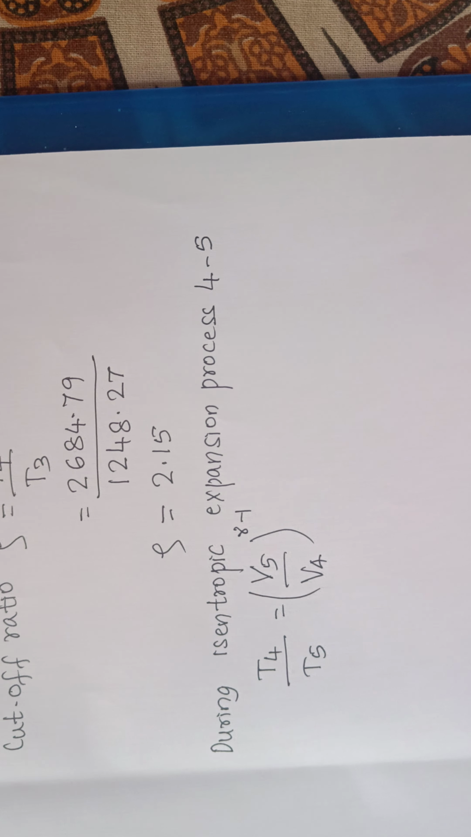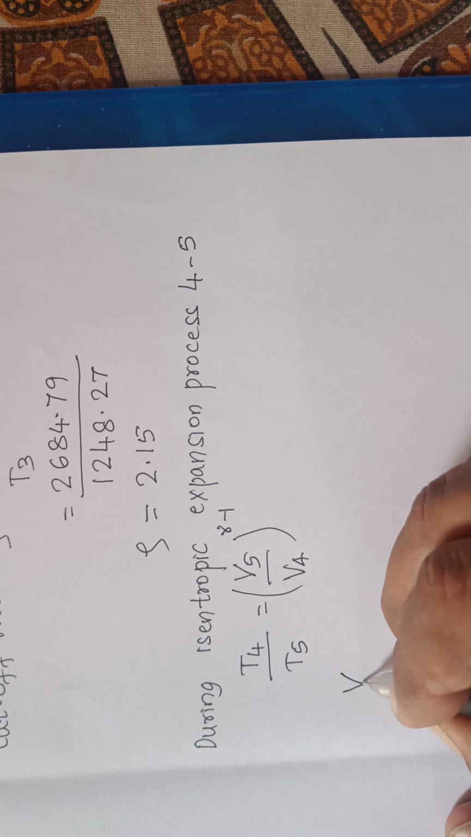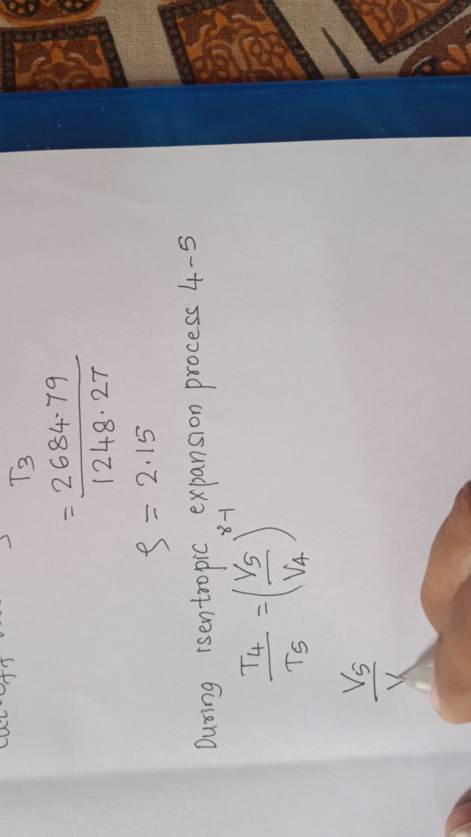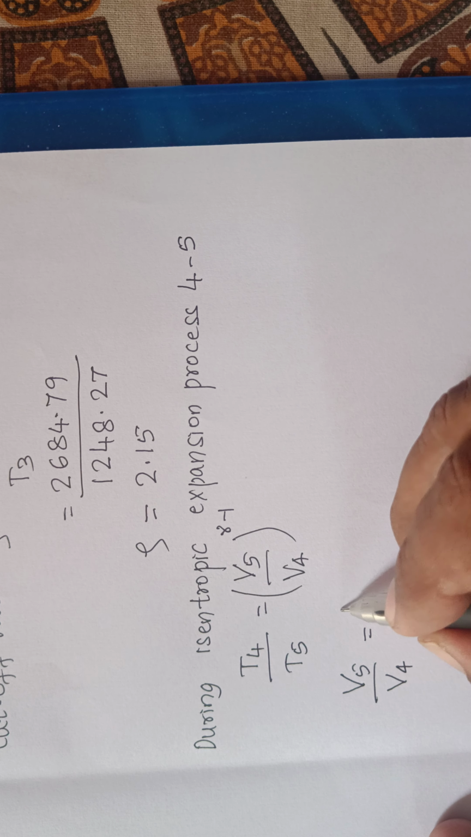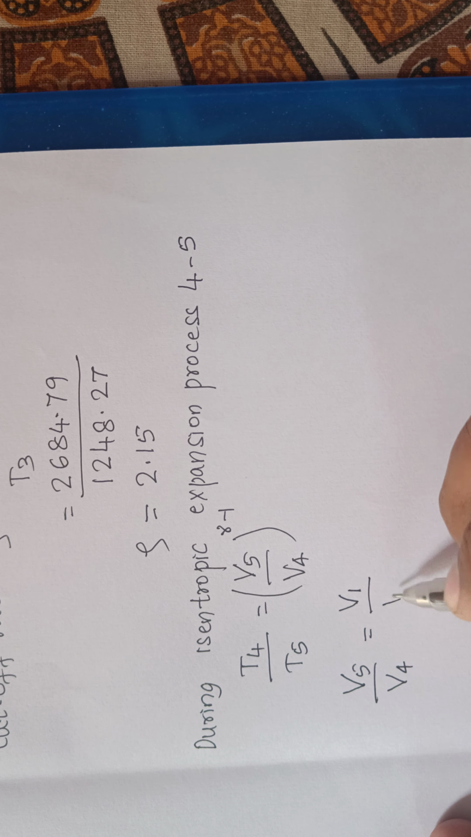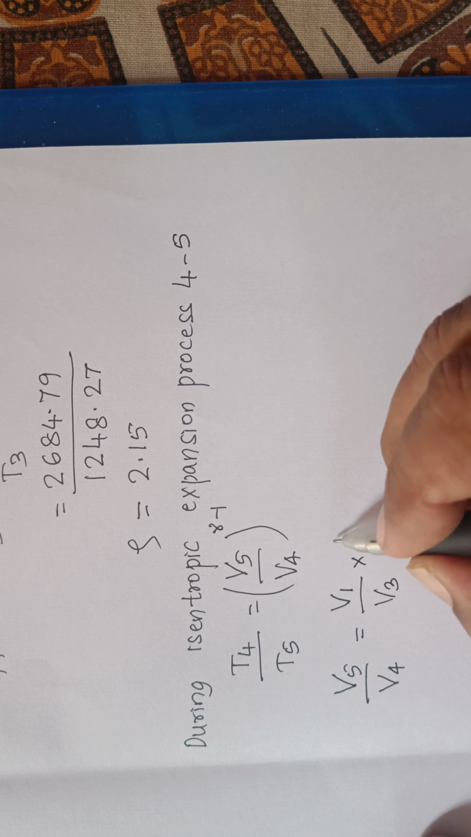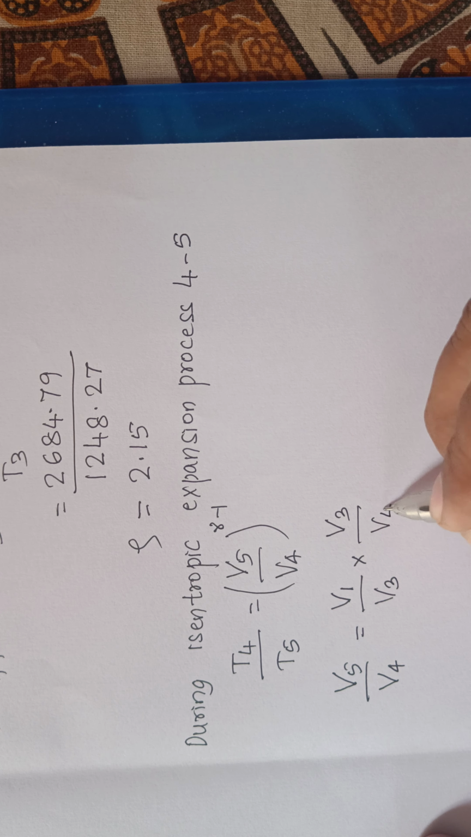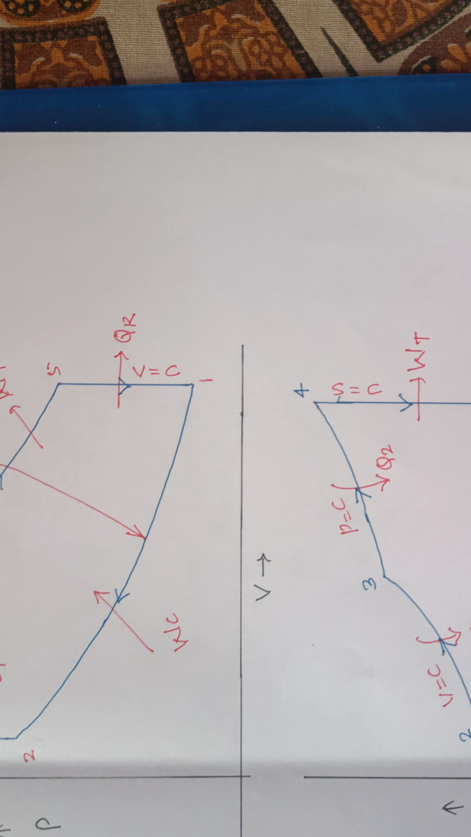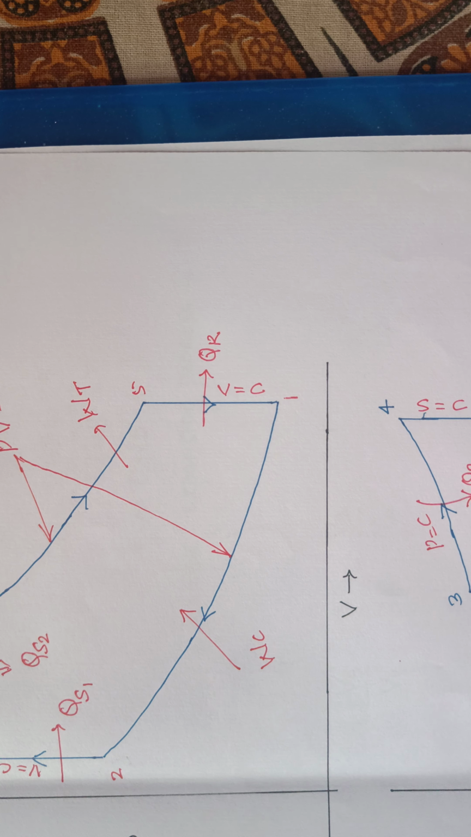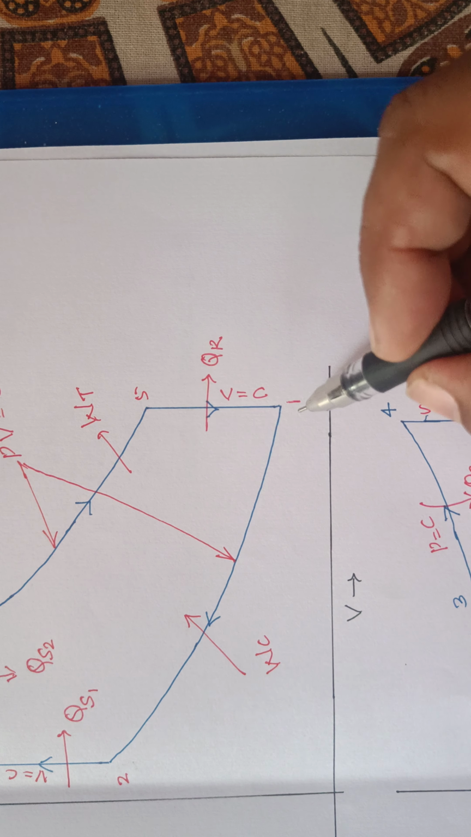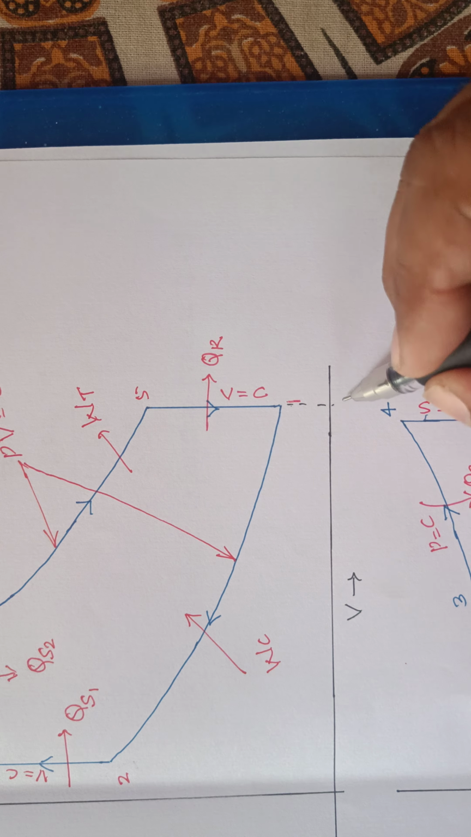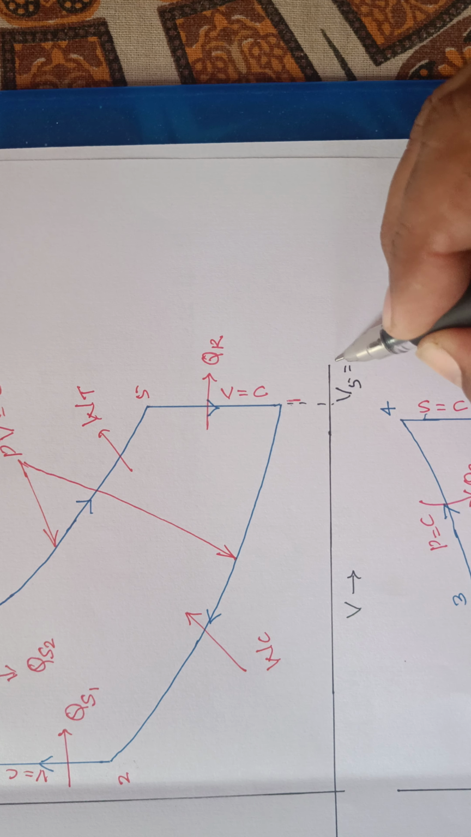So I will now find out the value of V5 by V4. V5 by V4 will be equal to, V5 is same as V1, so V1 into V3, I am multiplying and dividing by V3. I will show this on a PV diagram now. Again, just see here, you can see the value of V5. V5 is same as V1. You can plot this with a dotted line.